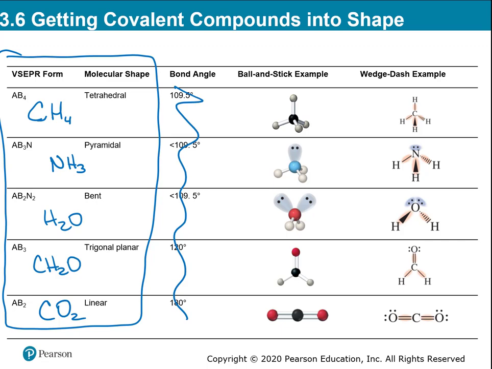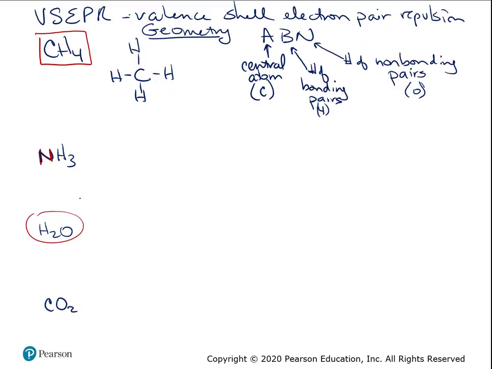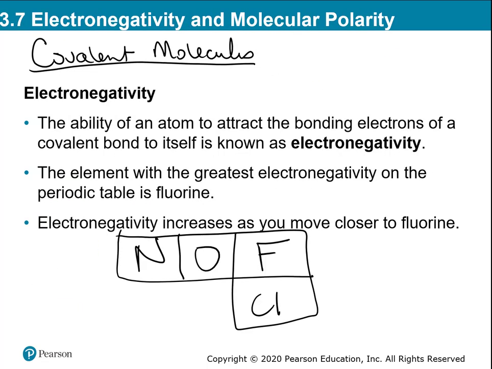So we talk about geometry because covalent molecules have this shape, but they don't actually always share their electrons equally. So this brings up this idea of what they call electronegativity. Electronegativity is the attraction of an atom for its electrons and any electrons that it forms a bond with.